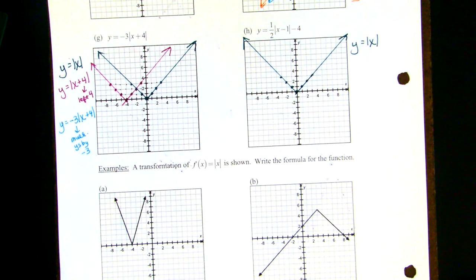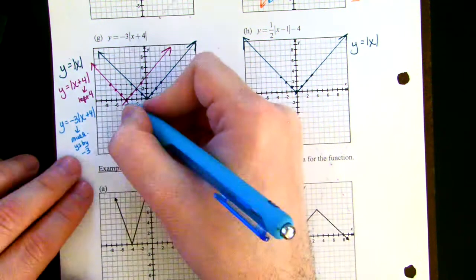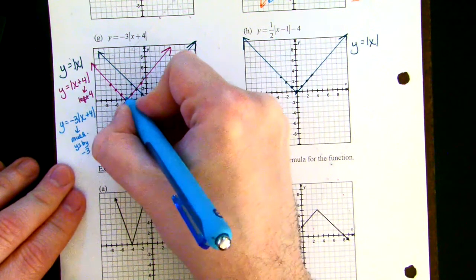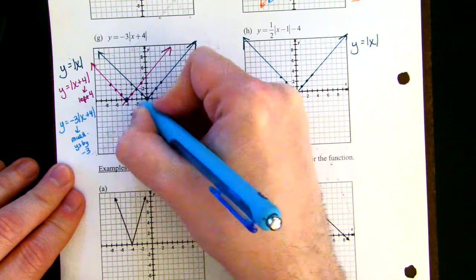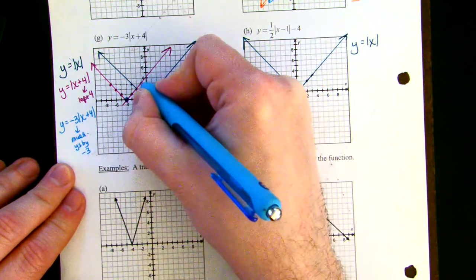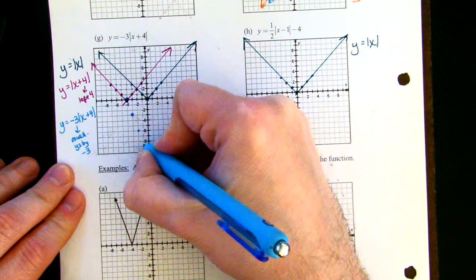I'm getting a graph like that after my first transformation. Now I'm going to multiply those y values by negative 3. 0 times negative 3 is 0. 1 times negative 3 is negative 3. 2 times negative 3 is negative 6. 3 times negative 3 is negative 9.